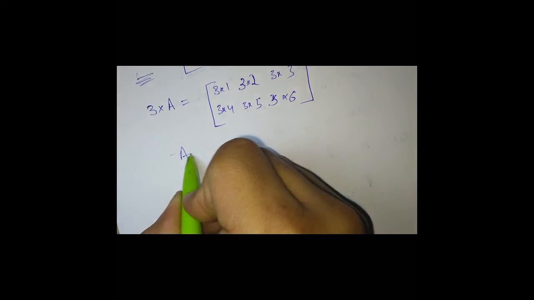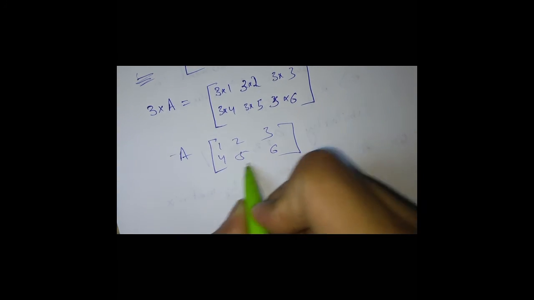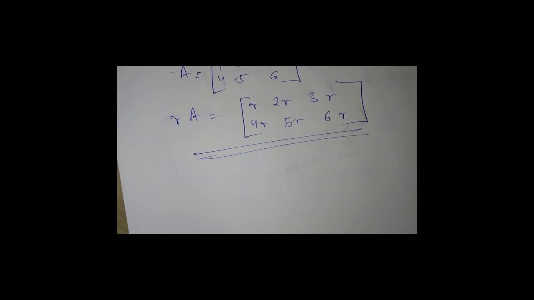Now let's multiply matrix A with some random element R. So R into A is equal to R, 2R, 3R, 4R, 5R, and 6R. This was multiplication of matrix with a scalar. Now let us talk about some of its properties. Properties of scalar multiplication of matrices.